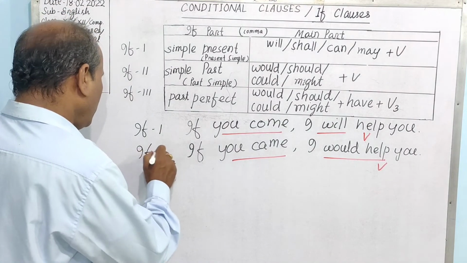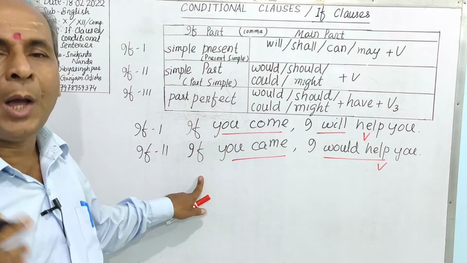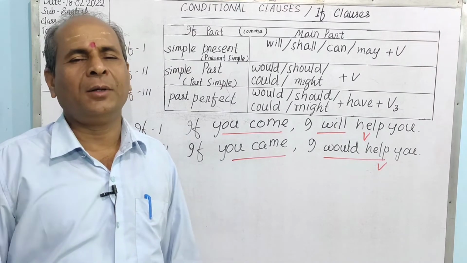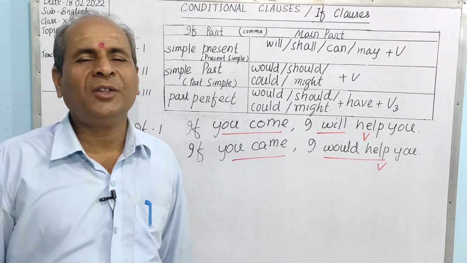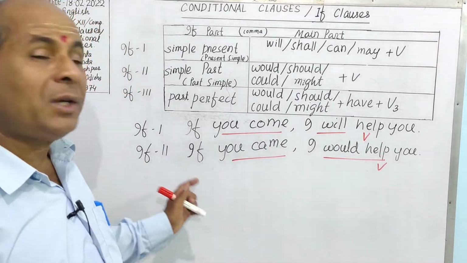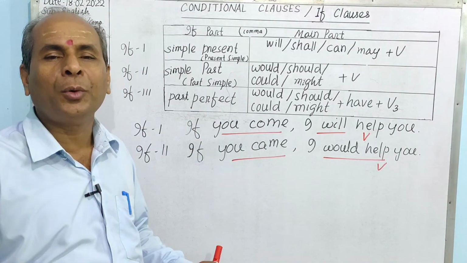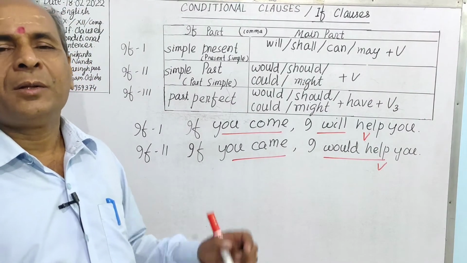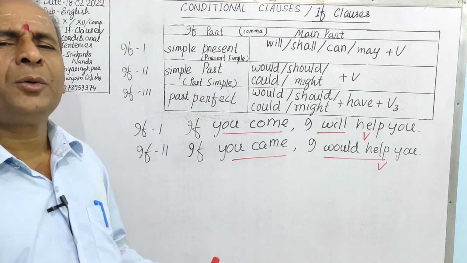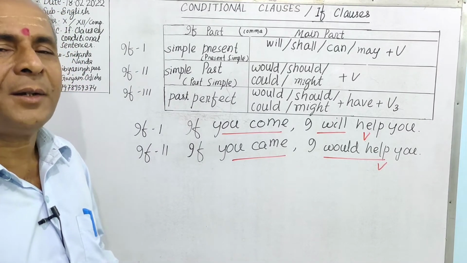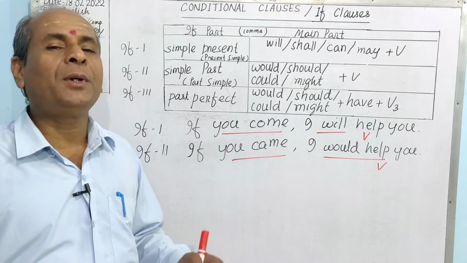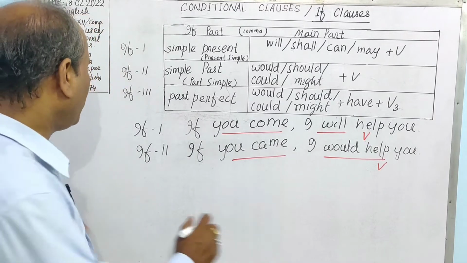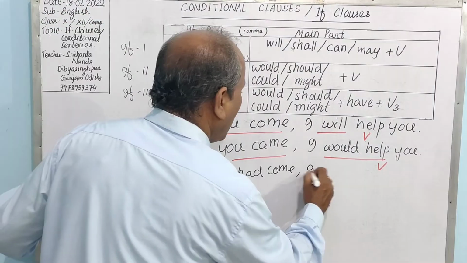If 2: teacher says, if you came, I would help you. Student says, sir, weather is bad. I cannot visit, sir. I cannot go, sir. This is the condition of if 2. So teacher says, if you came, I would help you. But the night passed, the day of exam came, the student took the exam and could not get more marks. At that time, after declaration of result, what would the teacher say? The teacher would say, if you had come, I would have helped you.